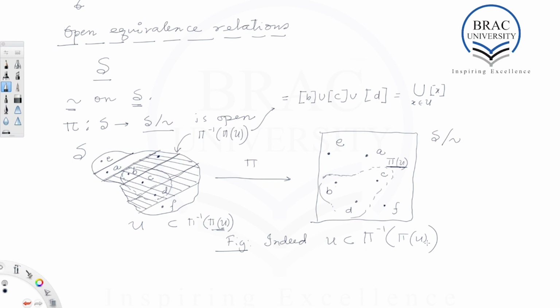So what have you seen? We have seen that for the open equivalence relation, we want the projection map to be open, which is the very definition of open equivalence relation. Okay, and so in other words, the equivalence relation twiddle on S is open. So let me write it here.